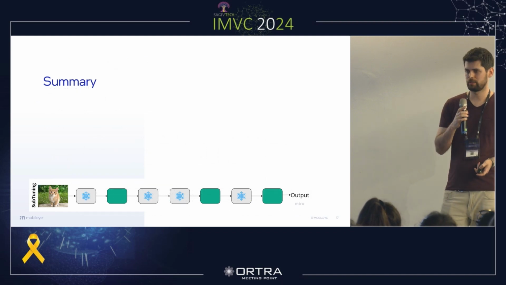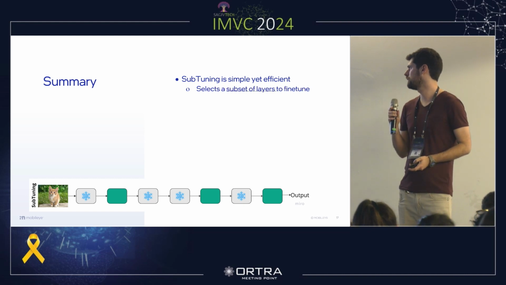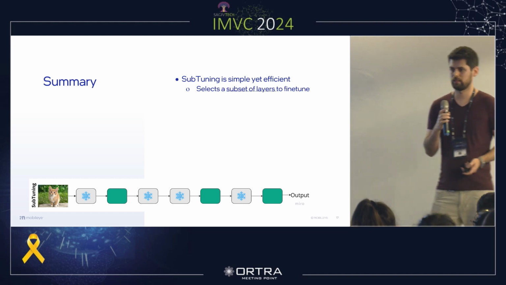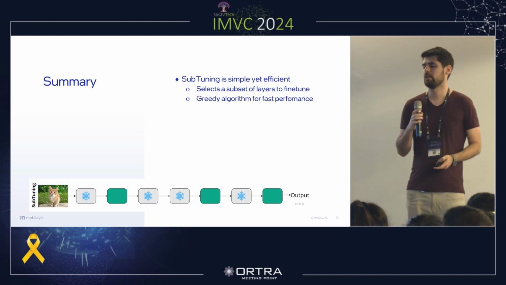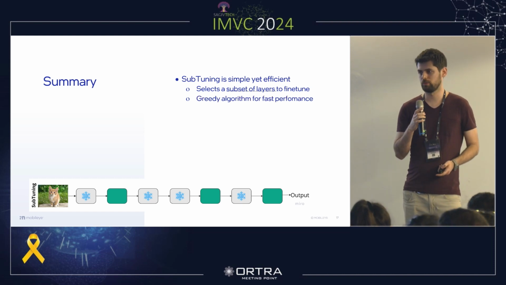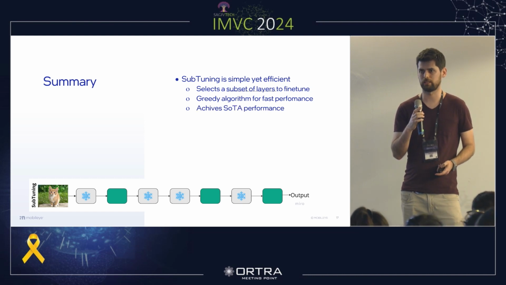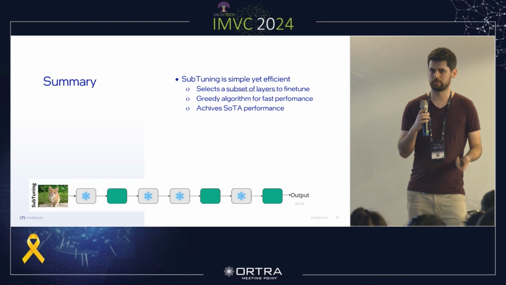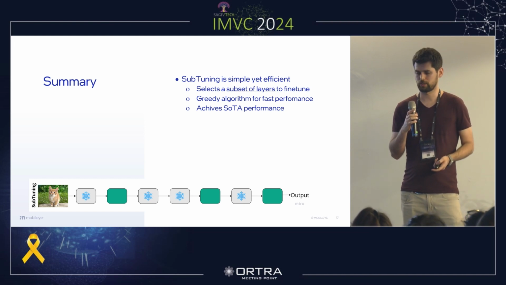So let's summarize everything together. Sub-tuning is simple yet efficient. It selects a hopefully optimal subset of layers to fine-tune. We use a greedy algorithm to improve performance, and it achieves state-of-the-art performance in the low data regime and also in multitask learning with constraints on runtime.